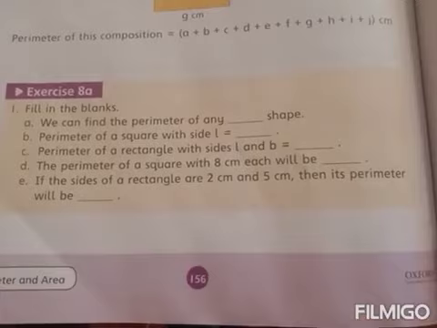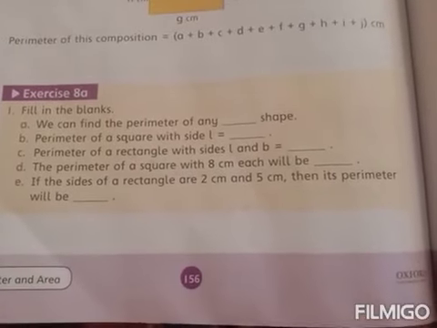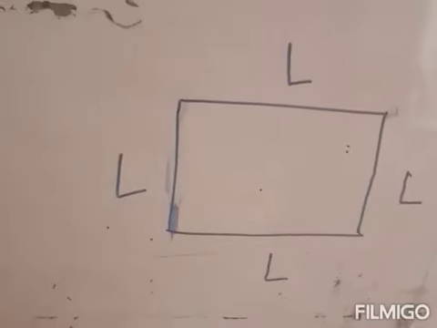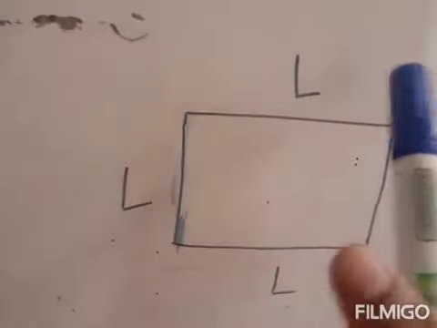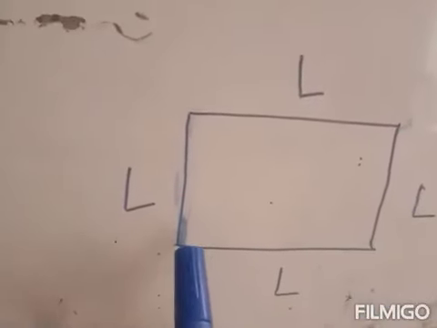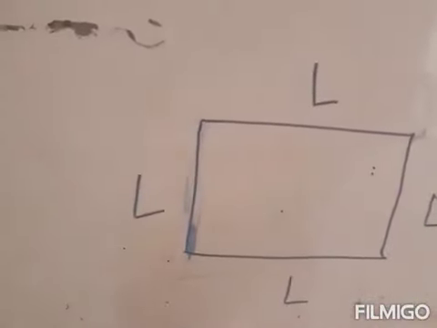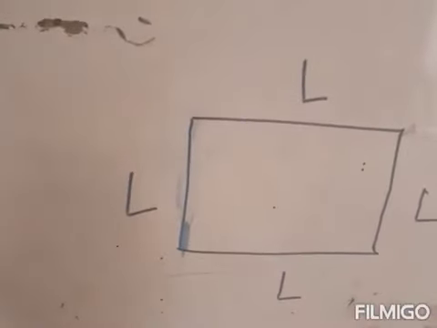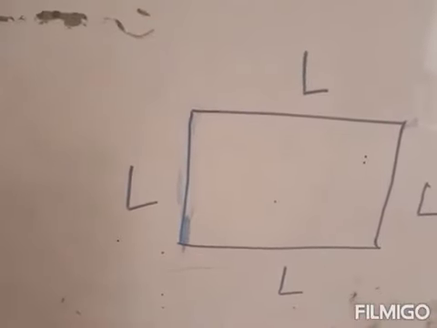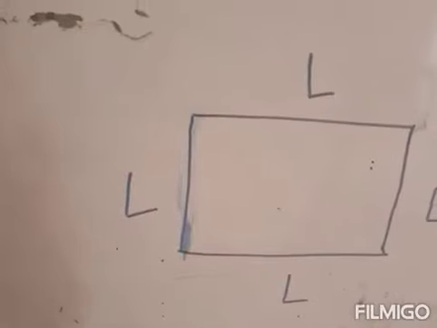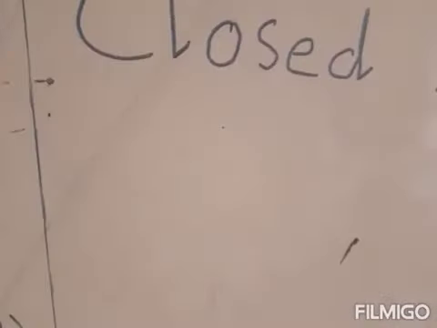B part is perimeter of a square with side L is equals to. Students, you know that square has 4 sides, right? So to calculate its perimeter we will add all these 4 sides or we can multiply all its 4 sides. How many sides are there? 4. So the answer will be 4L.